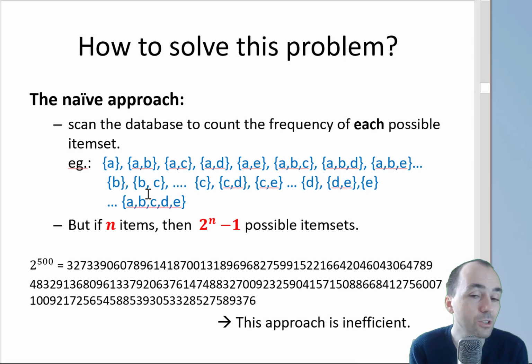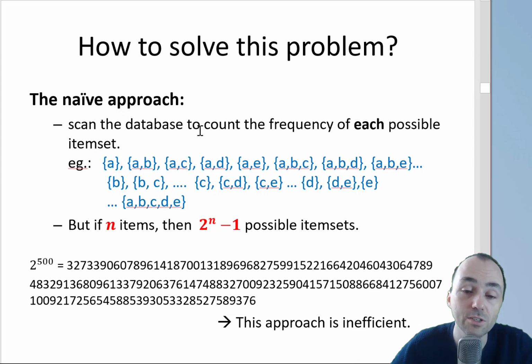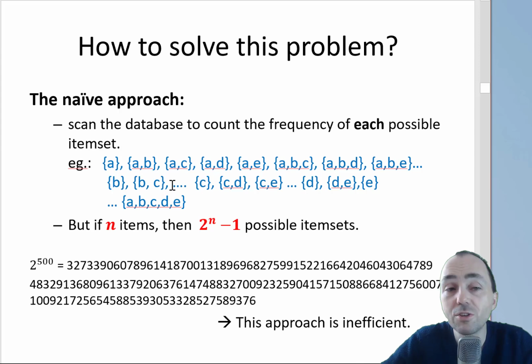So how can we solve this problem if we want to find the frequent item sets? There is a naive or simple approach. It is to scan the database, read the database to count the frequency of all the possible item sets. So for example, we could have A for apple, apple and bread AB, AC, AD, AE, ABC, ABD, ABE, BC, CD, CE, ABCDE, and so on. As you can see, there are many possibilities.